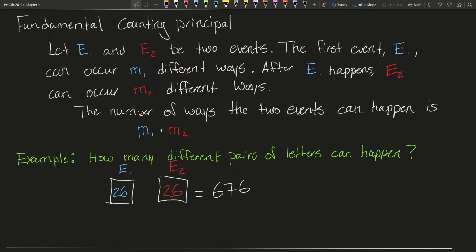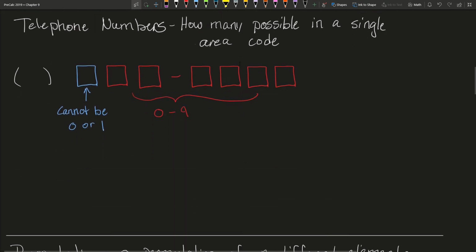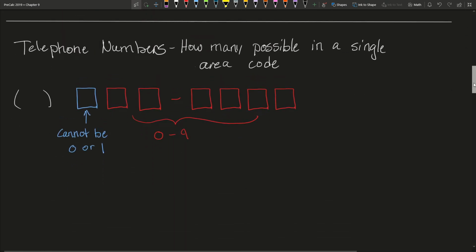And this type of problem shows up a lot on the ACT, and normally it shows up in the form like you have 3 different shirts, 4 different pairs of shorts, and then 2 different pairs of shoes. And how many different ways are there to dress? All you do is multiply those 3 things together, and you get an answer, right? And that's because in that case there are 3 different events. But we will move on from that into a little bit harder of an example, and that's telephone numbers.